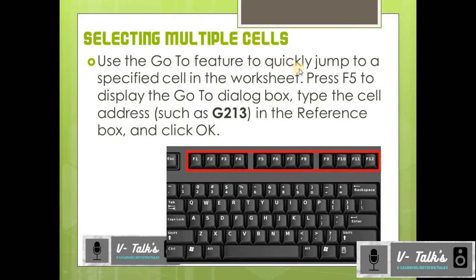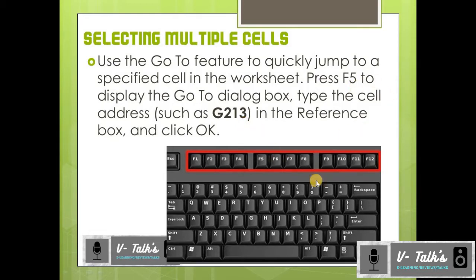Use the Go To feature to quickly jump to a specified cell in the worksheet. So from one cell to another cell, if you want to quickly jump, actually it is not quick if you think, but still this step you have to understand. Press F5 to display the Go To dialog box. Type the cell address such as G213 in the Reference box and click OK. Instead of this, we can use the Name Box. That is the quickest way actually. This one is also another way. You should understand the steps, that's all.